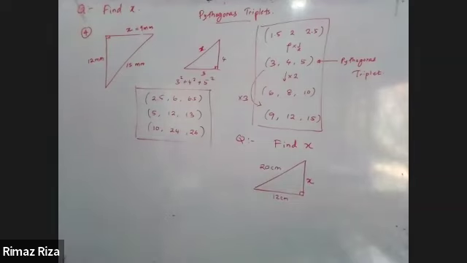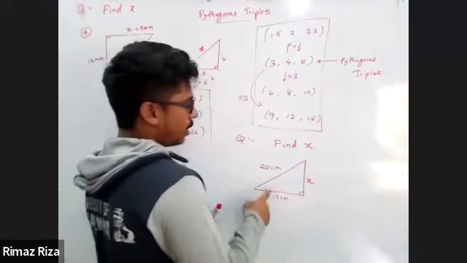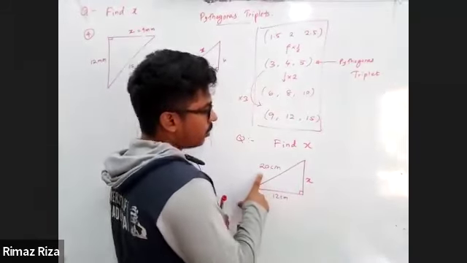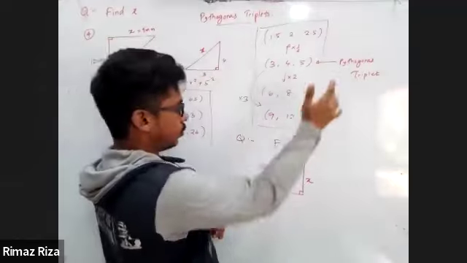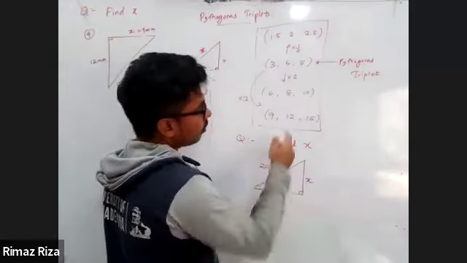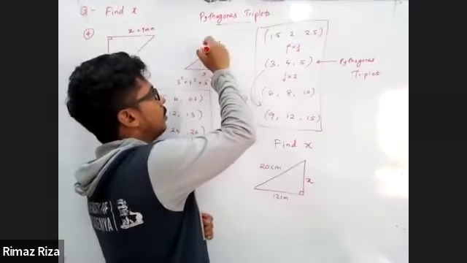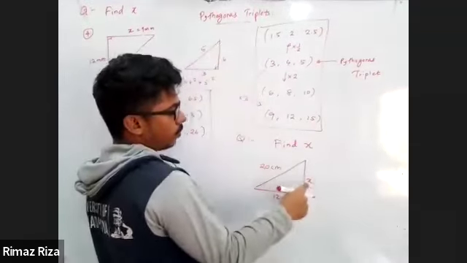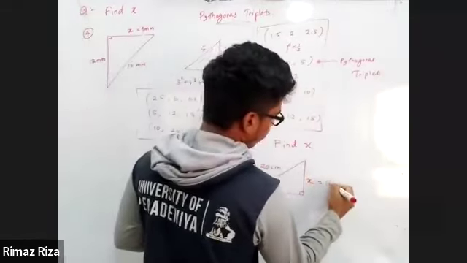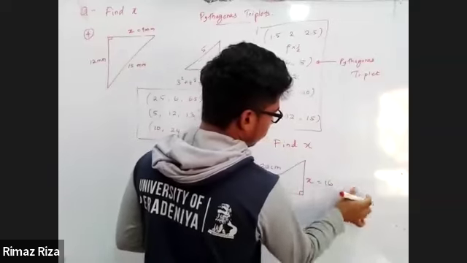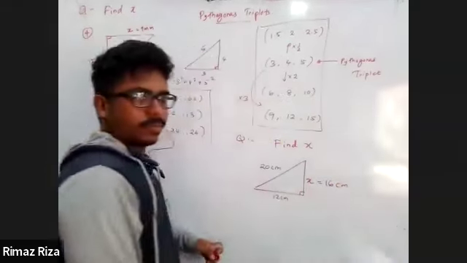Isn't it hard? Is it hard? This is hard. 16. How? See, 12, 20. Okay, so you have to think with Pythagoras triplets. So it's clear this 3 into 4, this is 5 into 4. If it's 3, 4, then this has to be 4 into 4, 16. This should be then 16 centimeter.